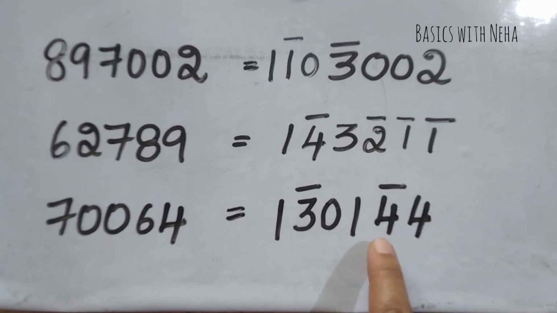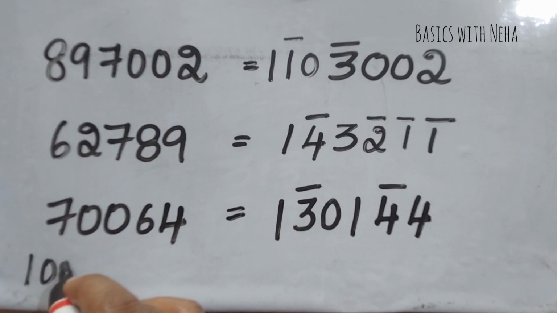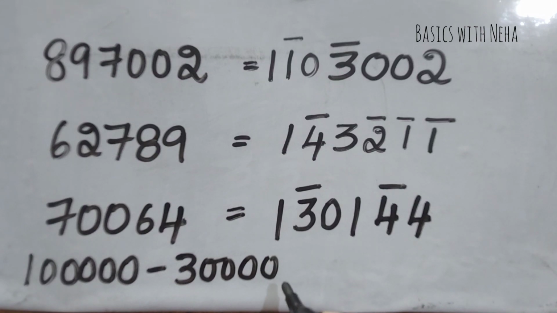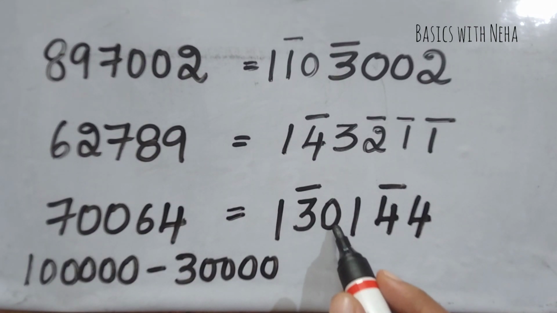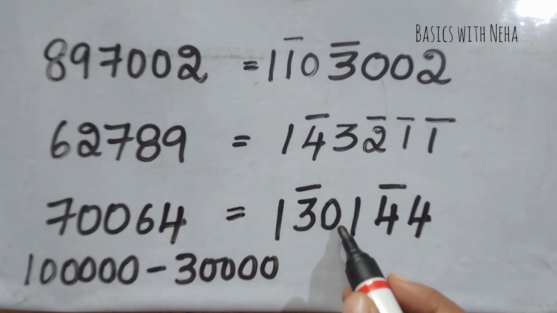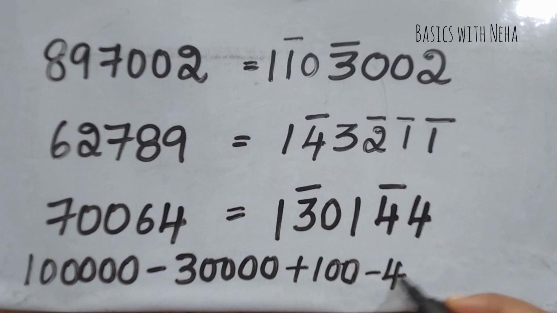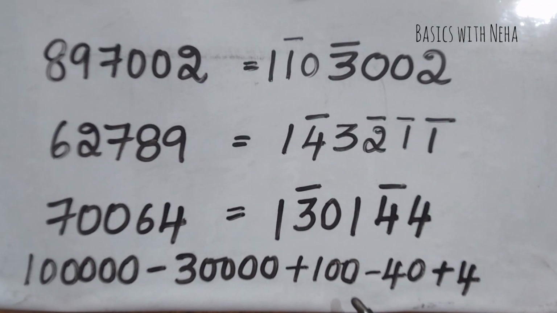So let's cross check this answer. That is 1 lakh minus 30,000 will give me 70,000. 0 is not included, so we can just leave that. Again, plus 100 will give me 70,100. Minus 40 will give me 70,060. Plus 4 will give me 70,064.